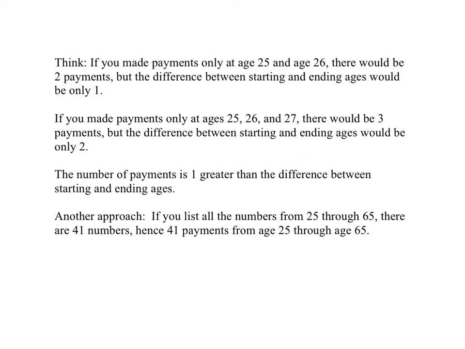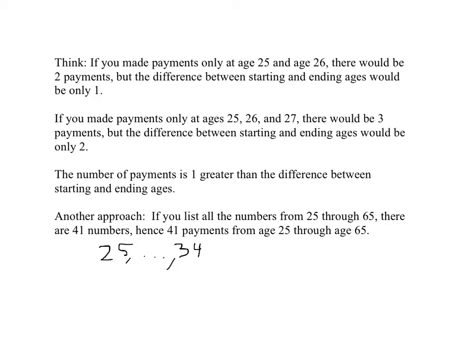It's 41. Another approach is to list all the numbers from 25 through 65. That's a lot of work, but if you don't believe what I just said, then you can always do this and see that there are in fact 41 numbers. A little shorthand here is to say that you've got numbers from 25 through 34. That's already 10 separate numbers. You can count them off.